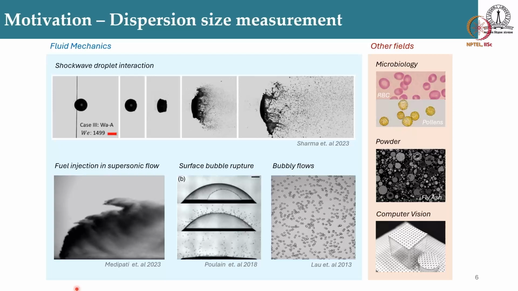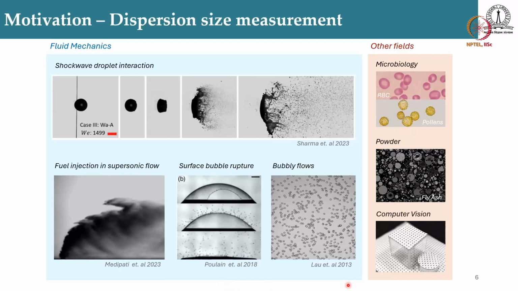You have also other applications like fuel injection or droplets generated by a rupturing bubble. When a bubble ruptures, it leaves a trail of droplets, and there also it is very difficult to measure these sizes because it leaves a tail as it moves in and out of the plane of focus. So there are a lot of droplets which are not in focus.